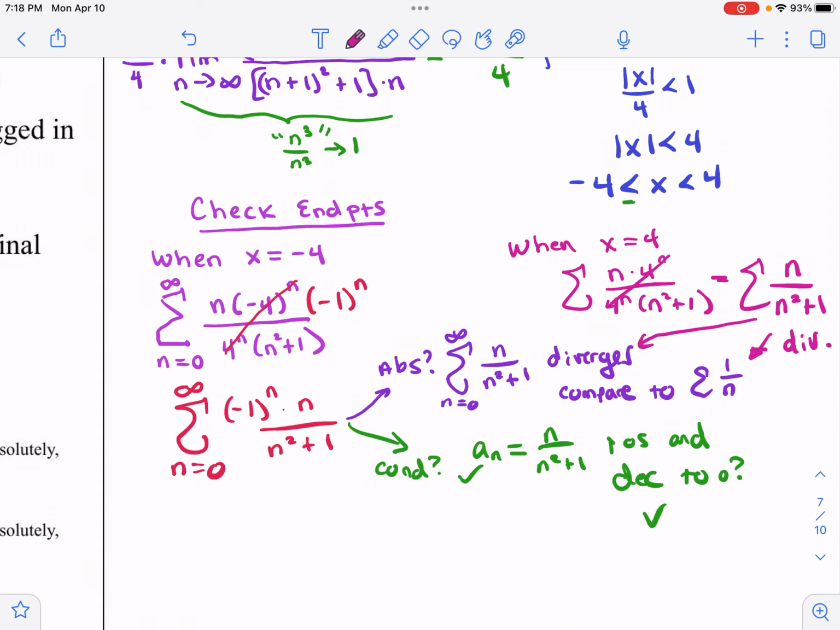I'm just trying to hang in there with this frozen screen. I don't know what's going on, but that diverges. So 4 didn't work. So this is it. This is your interval of convergence. We included negative 4. We do not include 4.